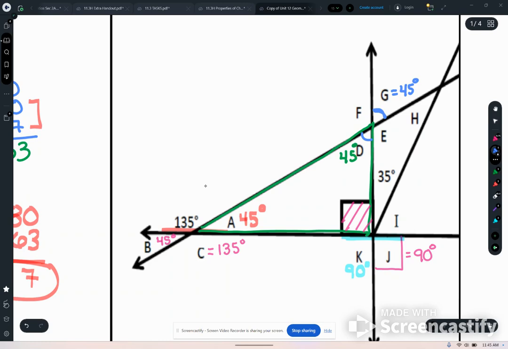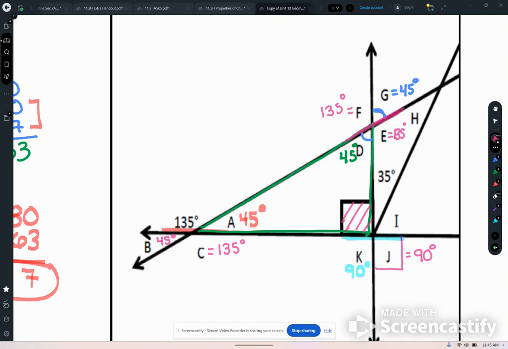And we also know that we have this being a linear pair. And so if we have 45 here, 180 minus 45 makes angle F be 135, which makes angle E also be 135 because they're vertical. And now we pretty much have everything.